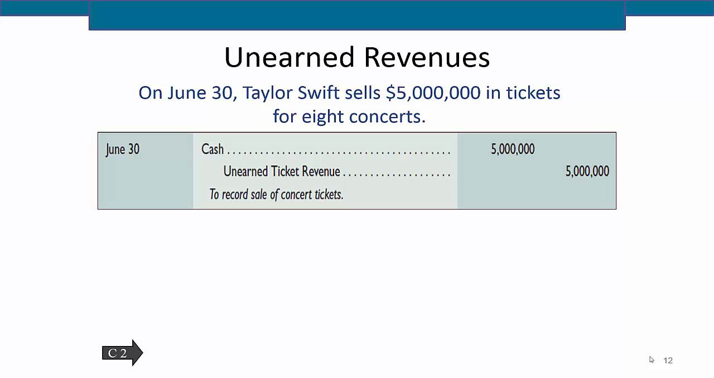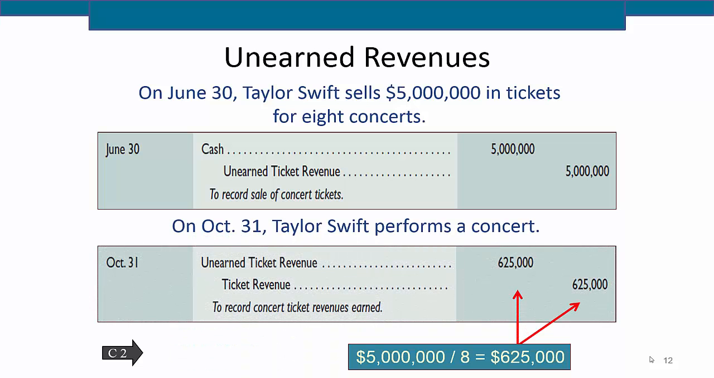When a concert is played on October 31st, Taylor Swift has the right to record ticket revenue for 1/8 of the amount received in advance, or $625,000. Her accountant debits unearned ticket revenue and credits or increases ticket revenue for $625,000.